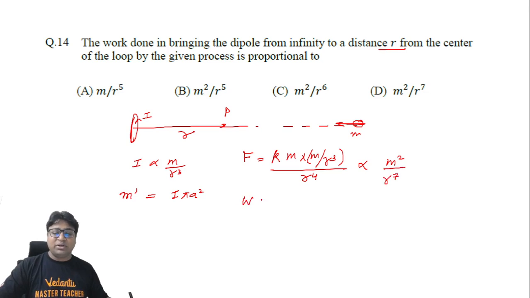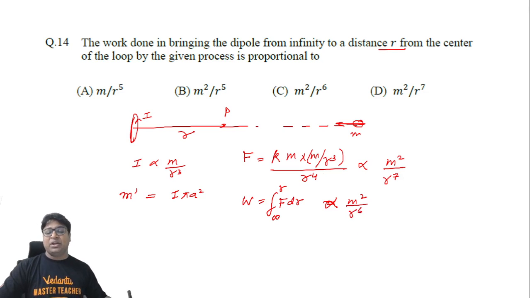Okay, now to calculate the work done, we need to integrate F dr from infinity to r. So that will leave us with proportionality of m square divided by r raised to power 6. Okay, so that means C option should be the correct option here. So it's a good question.